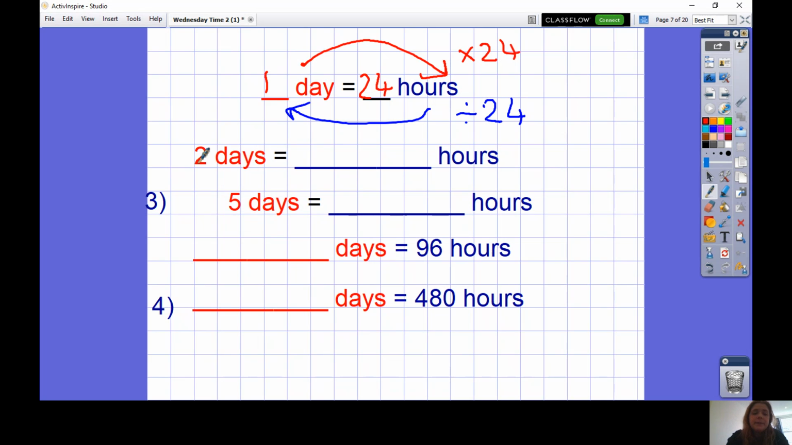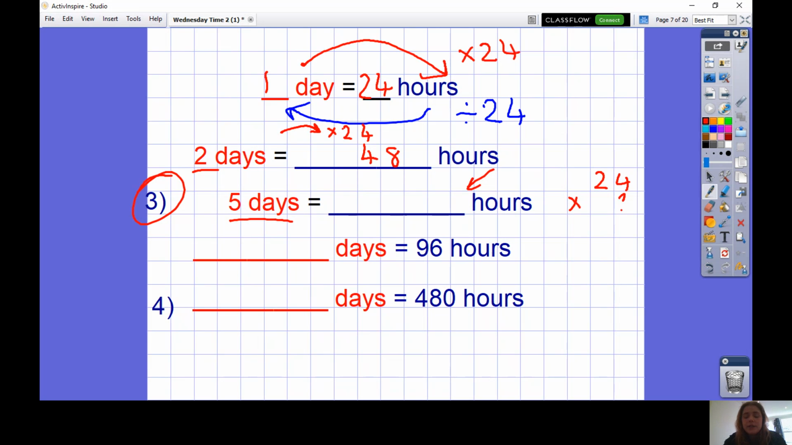Okay, so my question, if 1 day is 24 hours, 2 days, I'm going to do 2 times 24 would be 48 hours. Now it's your go to have a practice. You can, if you need to at this point, start using short multiplication in order to solve it. But your input question number 3, 5 days is how many hours? Pause the video and solve that one.